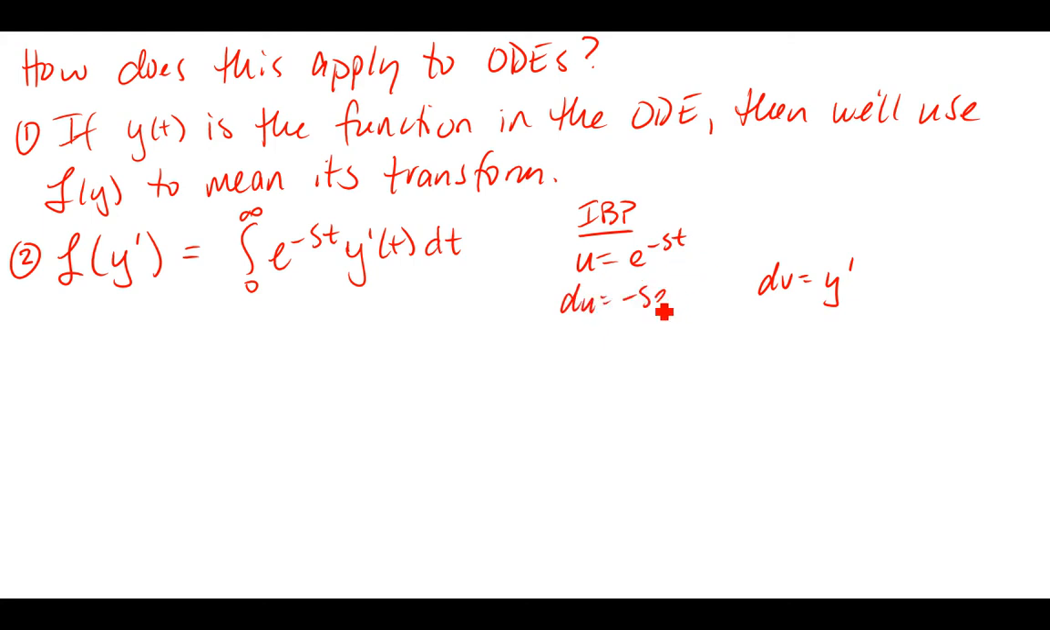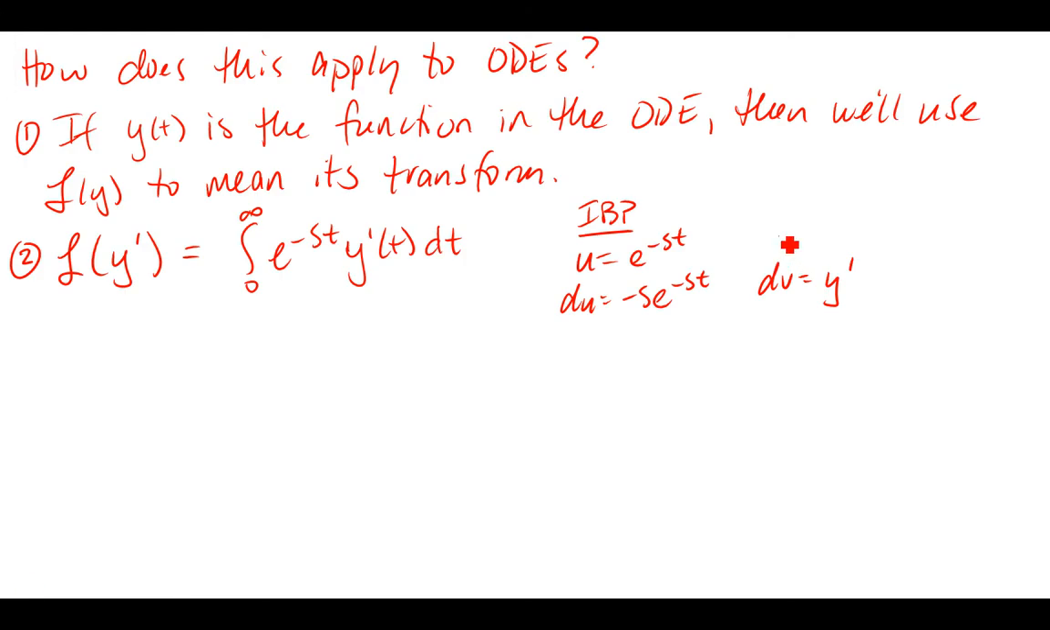Okay, well, du is the derivative of this, so that's no big deal. That's negative s e to the negative st. That's just a chain rule. And then if dv is y prime, then v would just be y, right? dv is the derivative of v. If that's y prime, which obviously is the derivative of y, then v and y are just the same thing.